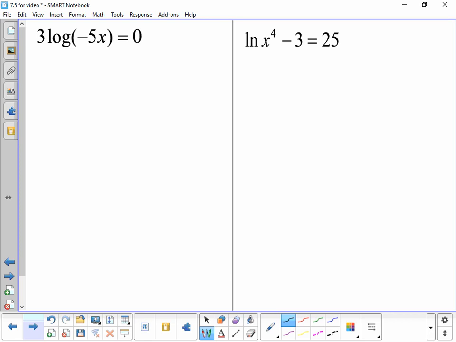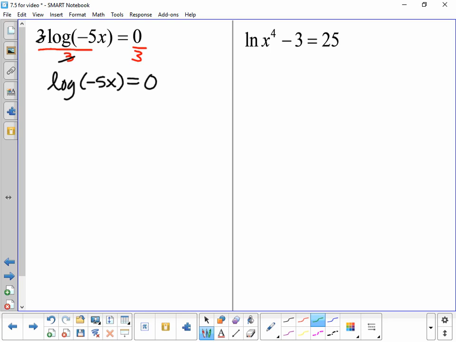Let's look at another one. 3 times the log of negative 5x is equal to 0. Well, the coefficient 3 here, we could go ahead and divide both sides by 3. So we get those two reducing. We have the log of negative 5x is equal to 0 divided by 3, which is 0. So now we have the log ready to go.